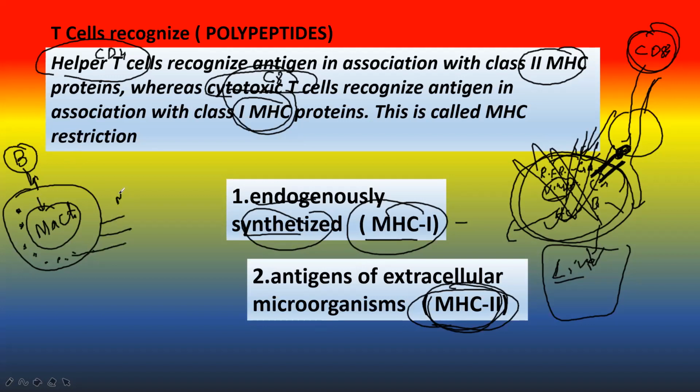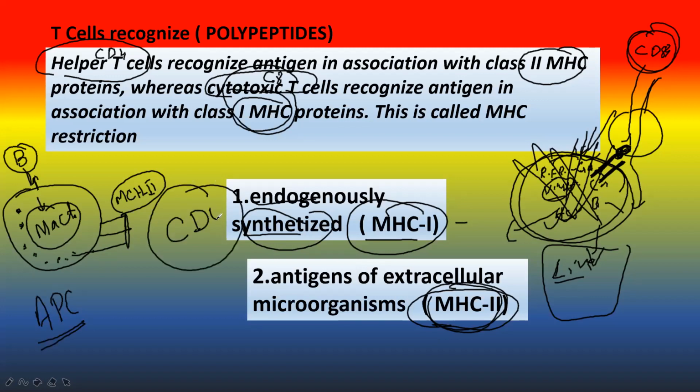How are they presented? They are presented on the surface with the help of MHC2. Clear? So this MHC2, this cell, what is this cell? Antigen presenting cell. Clear? Antigen presenting cell. This antigen is given to which cell? CD4 cell. Done? This is the way.